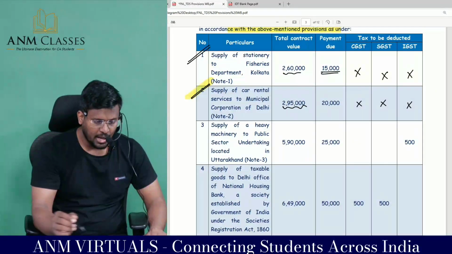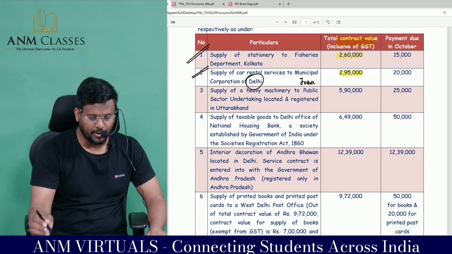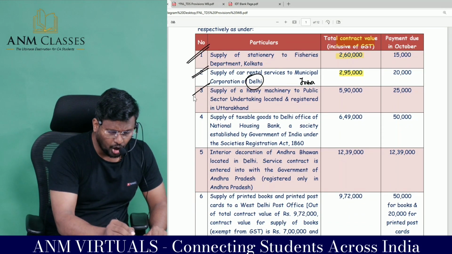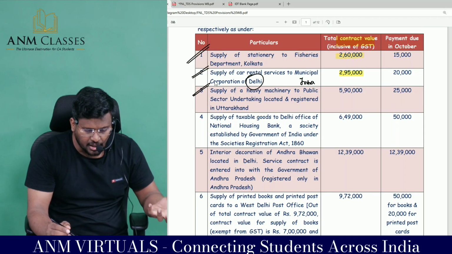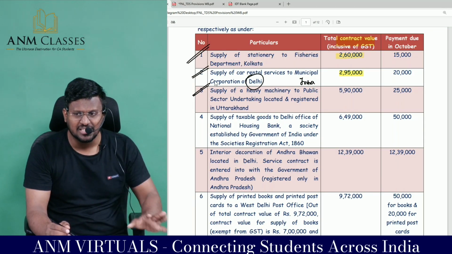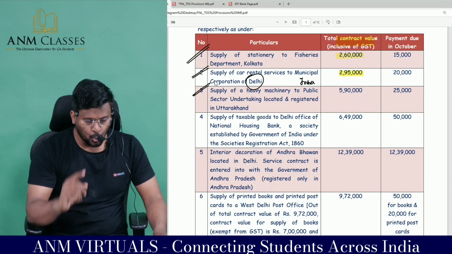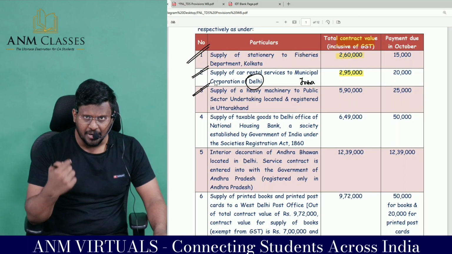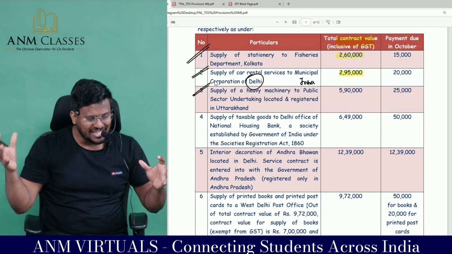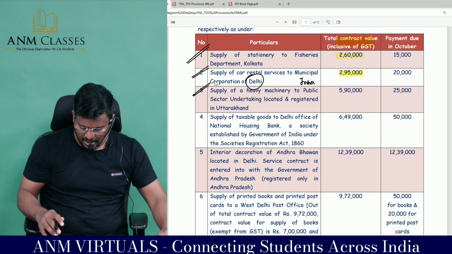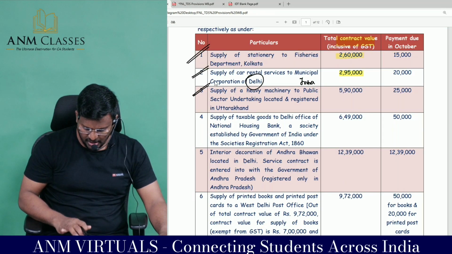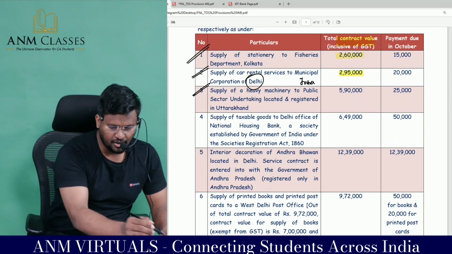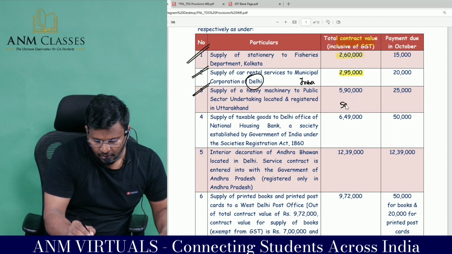Fantastic to the core. I am moving into the third adjustment, shall we? Supply of heavy machinery to a public sector undertaking located and registered in Uttarakhand. Sir, our people are situated in Delhi, whereas the recipient is situated in Uttarakhand. So, 5,90,000 divided by 118 into 100 comes to how much lakh? 5 lakh.